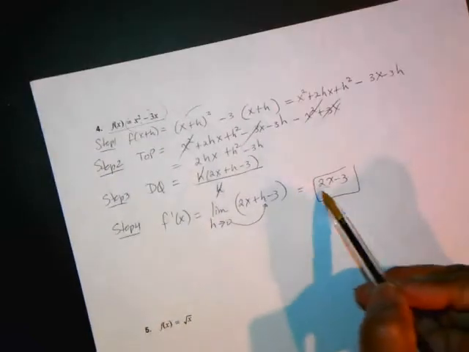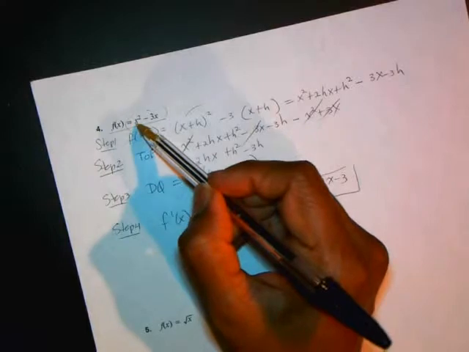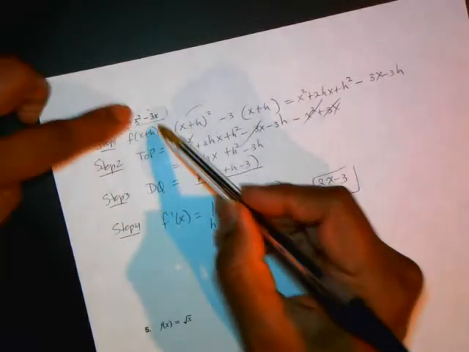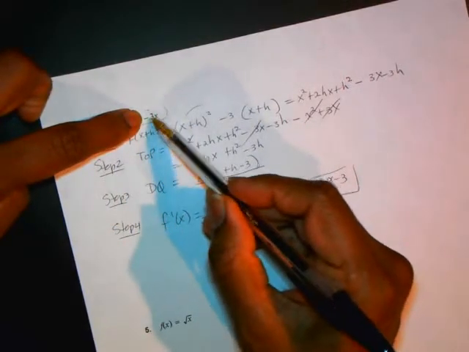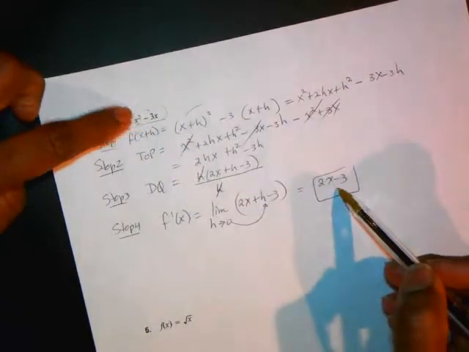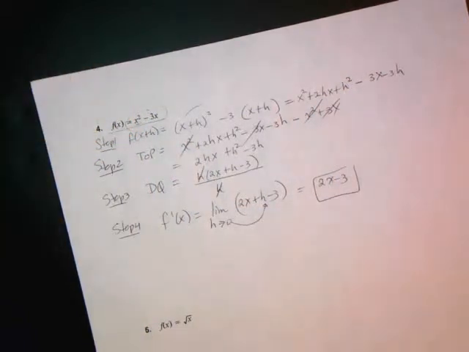So notice how the 2x came from the x squared term. And this was a linear term. It's like mx. Its slope, its derivative is minus 3. So keep this in mind as we do section 3.1 in future videos.